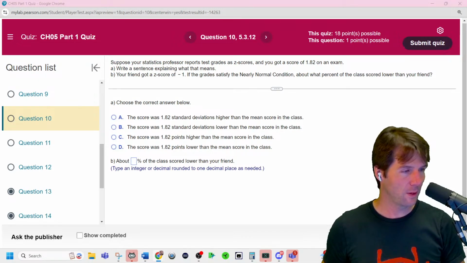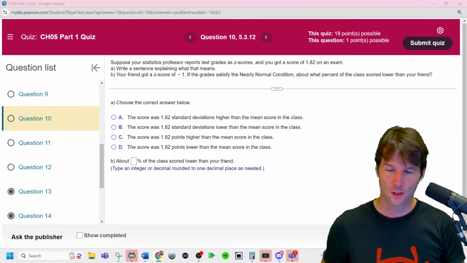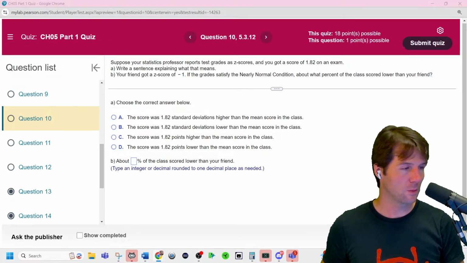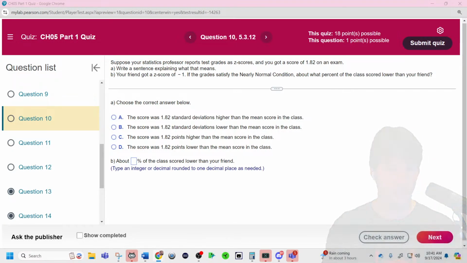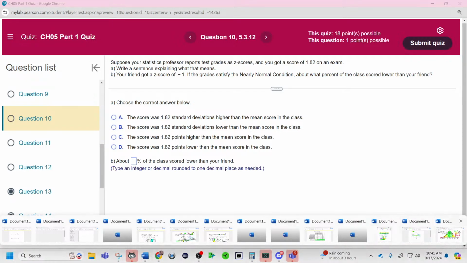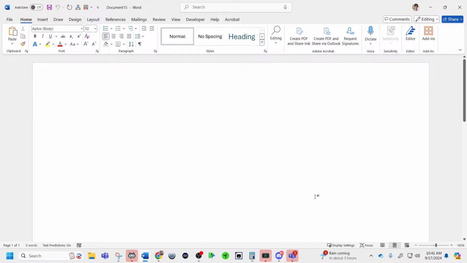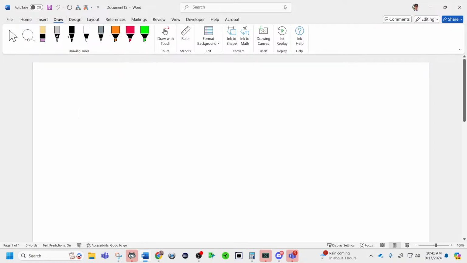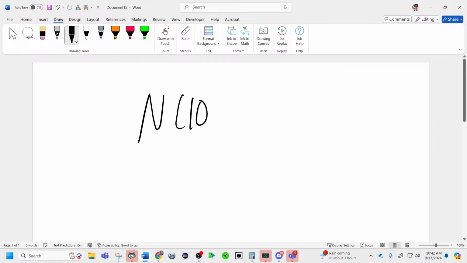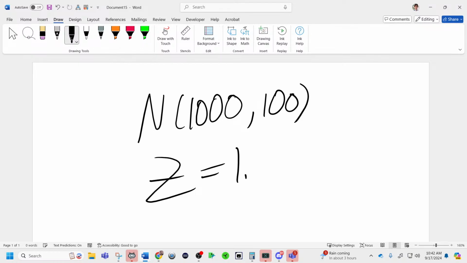Chapter 5, Part 1 quiz. Suppose your statistics professor reports your grades as z-scores and you got a 1.82 on the exam. Now I'm going to make this easy for you right here. Turns out the exam had an average of 1,000 with the mean of 100. Your z-score is 1.82. What did you score?